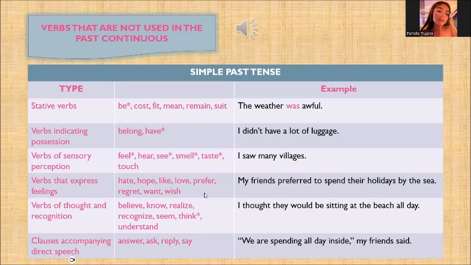Verbs of thought and recognition, as believe, know, realize, recognize, seem, think, understand. For example, I thought they would be sitting at the beach all day. Finally, clauses accompanying direct speech, as answer, ask, reply, and say. For example, we're spending all day inside, my friend said.